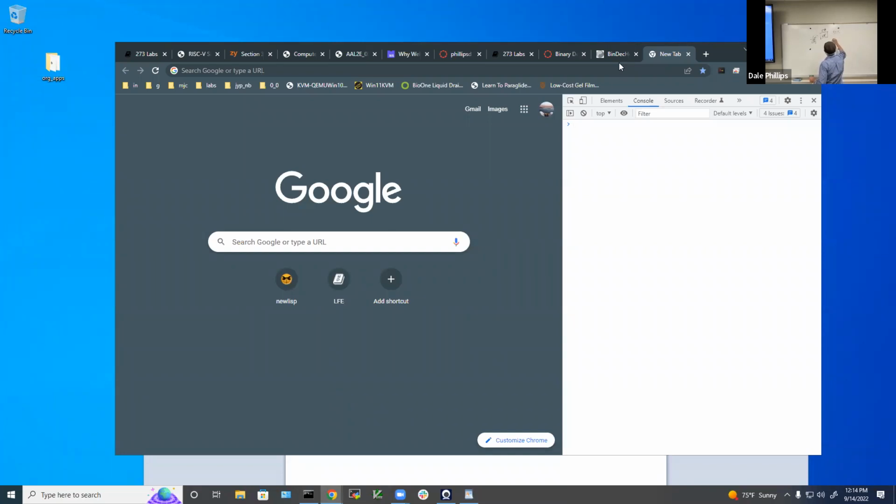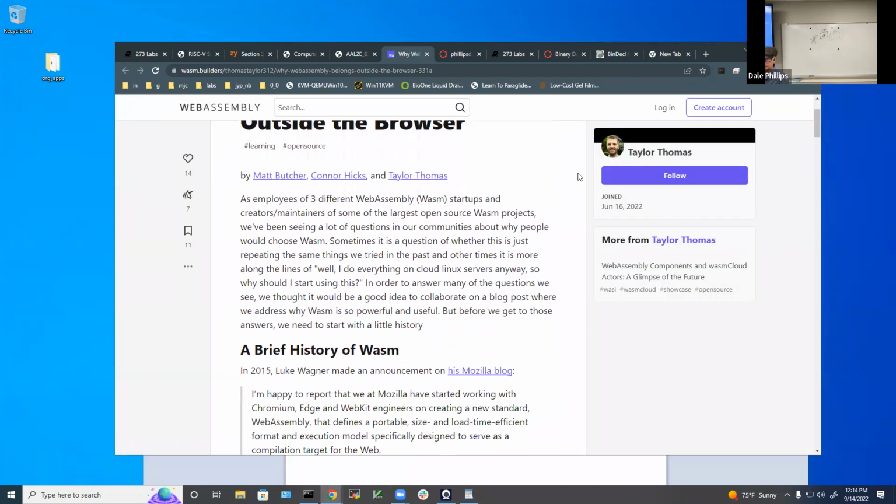It's kind of like a box inside your browser of choice. It does not matter which one. For the most part, all the modern browsers support it. But it's a virtual machine, a virtual box inside the browser that's running this WebAssembly. Okay. The website I brought up, why WebAssembly belongs outside the browser, it gives you some ideas of where things would go.